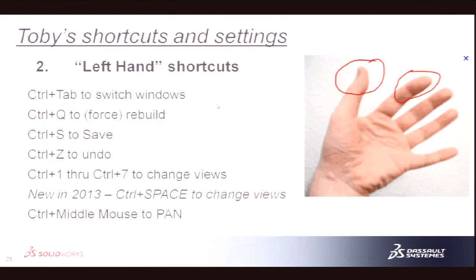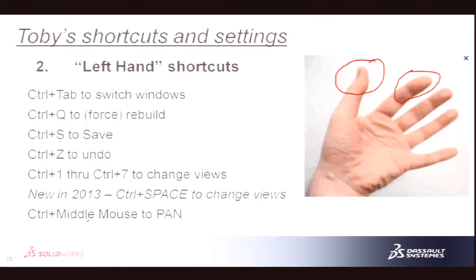But yeah, your left hand shortcut. So if you take your left hand and you make kind of an L with your left hand, there's so many good shortcuts that are over there that you're going to be using in this technique, but really throughout your SolidWorks career. Control Tab to change windows, Control Q to force a rebuild, Control S to save, Control Z to undo, Control 1 through Control 7 to change views. In 2013, they have the new, I call it a view cube, where you can just press Control space.